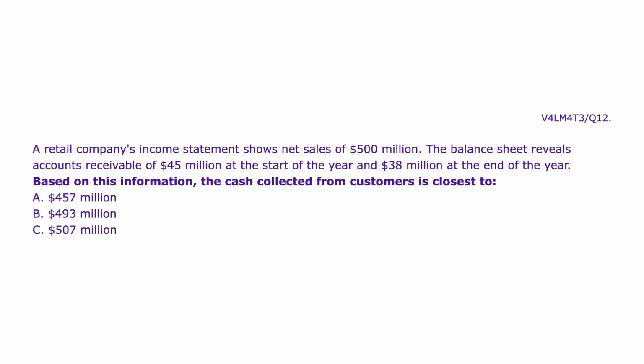A retail company's income statement shows net sales of $500 million. The balance sheet reveals accounts receivable of $45 million at the start of the year and $38 million at the end of the year. Based on this information, the cash collected from customers is closest to: A. $457 million, B. $493 million, C. $507 million.